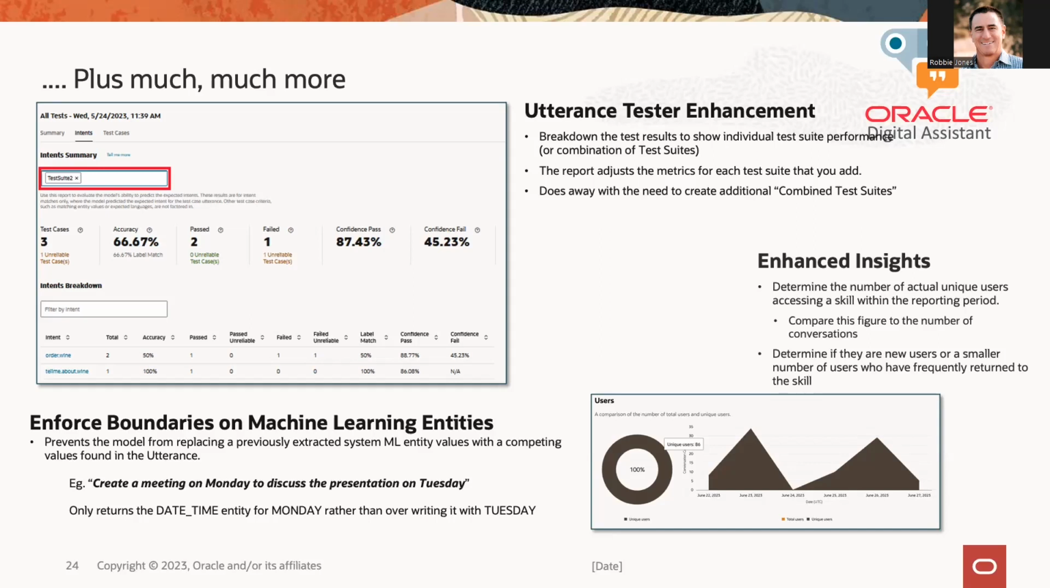And then on the right-hand side, enhanced insights. Remember, these are the analytics. One of the neat things, and we've heard customers request this, and we've been diligently addressing that, is the ability to determine the number of actual unique users accessing a specific skill within a reporting period. That used to be a cumulative value, but now you can do that by unique users, and then be able to see if they're new users as well.